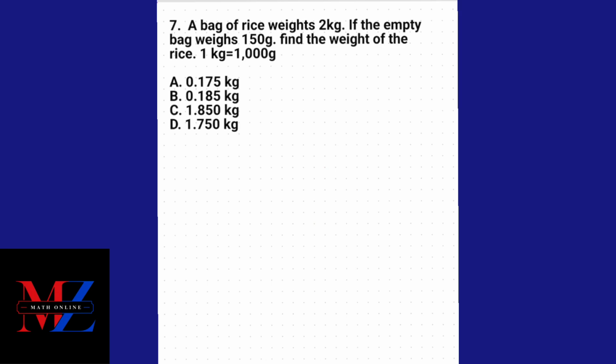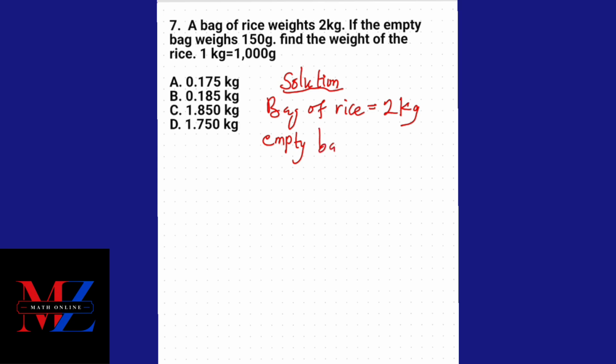So let's see how we're going to answer the question. In the question, we are told that the bag of rice weighs 2 kilograms. Then the weight of the empty bag is 150 grams. As I said, we need to convert these grams into what? Kilograms, so that all units will be measured in kilograms.